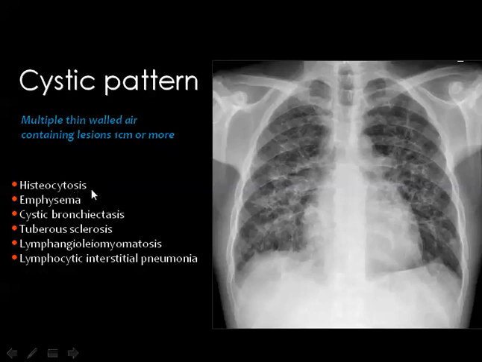Histiocytosis or Langerhans cell histiocytosis, emphysema, cystic bronchiectasis, tuberous sclerosis, lymphangiomyomatosis, and lymphocytic interstitial pneumonia. Then we start with a well-known rule: you cannot diagnose a cystic pattern from the plain X-ray. All you see is the wall of the cysts, so you diagnose this as a reticular pattern.